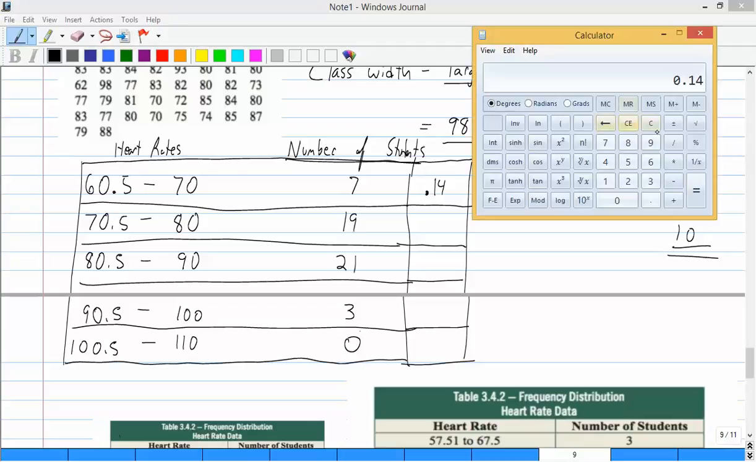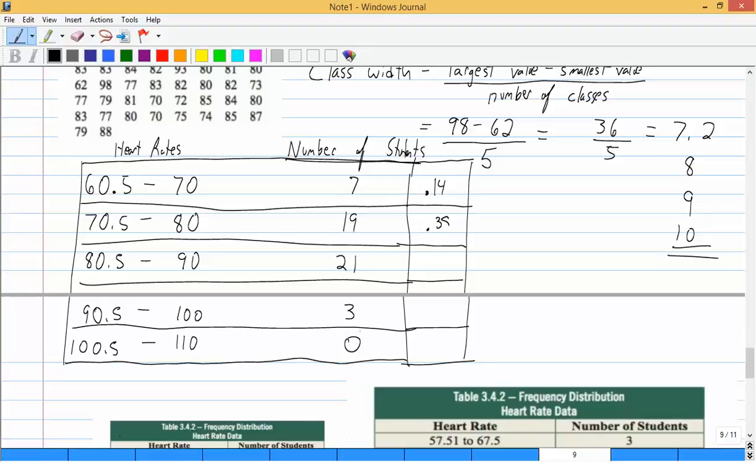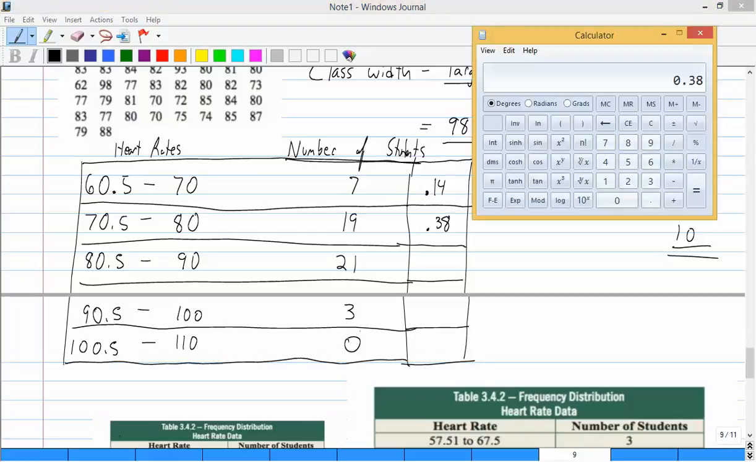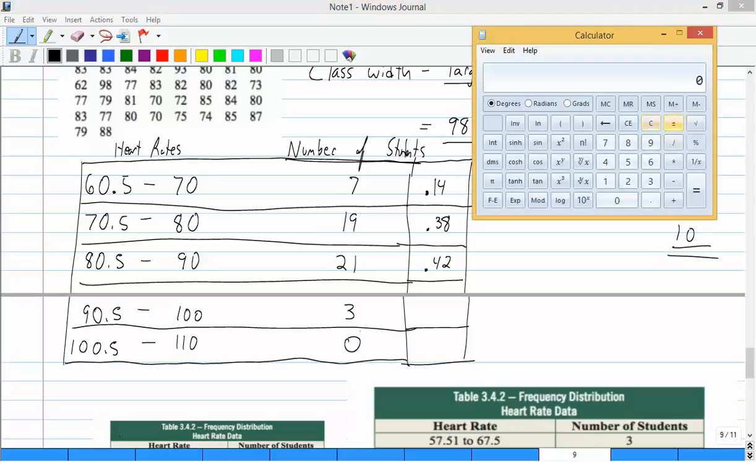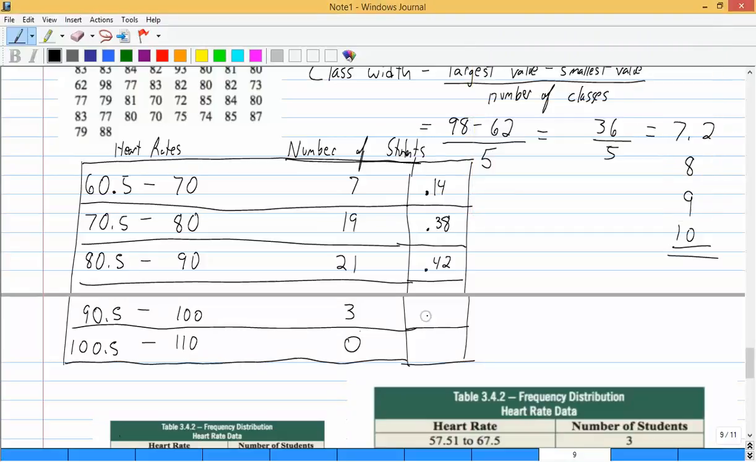All right. Now let's do 19 divided by 50. 0.38. 21 divided by 50. 0.42. 3 divided by 50. 0.06. And the last one here, of course, is 0. 0 divided by 50 is 0.